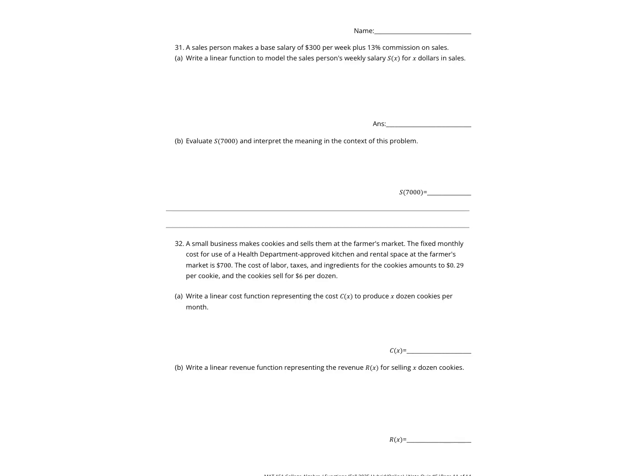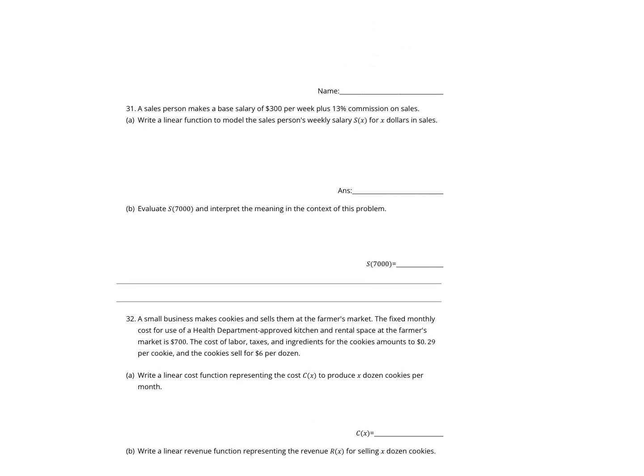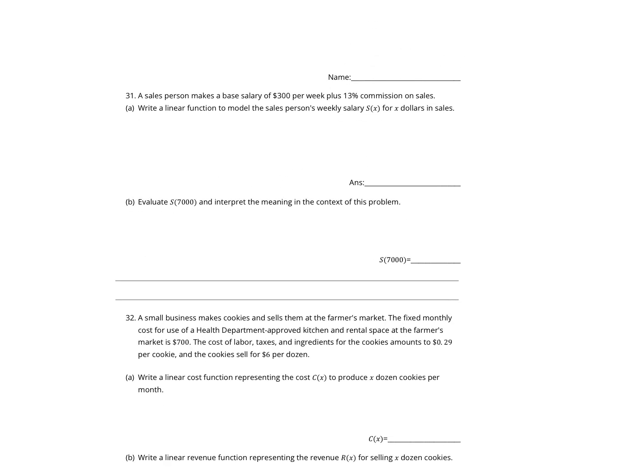So for the first one, they want us to write a formula that models a person's salary. We have a salesperson making a base salary of $300 per week. On top of that, they're going to get a 13% commission on their sales. So what we ought to do here is think about how to model their salary. And this naturally lends itself to the slope-intercept form of a line.